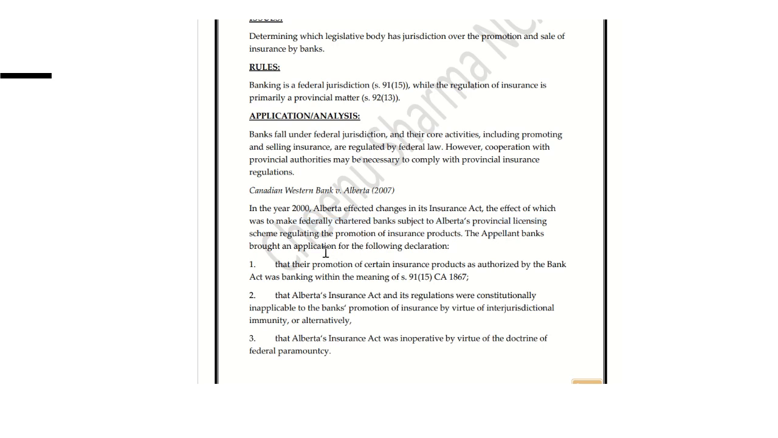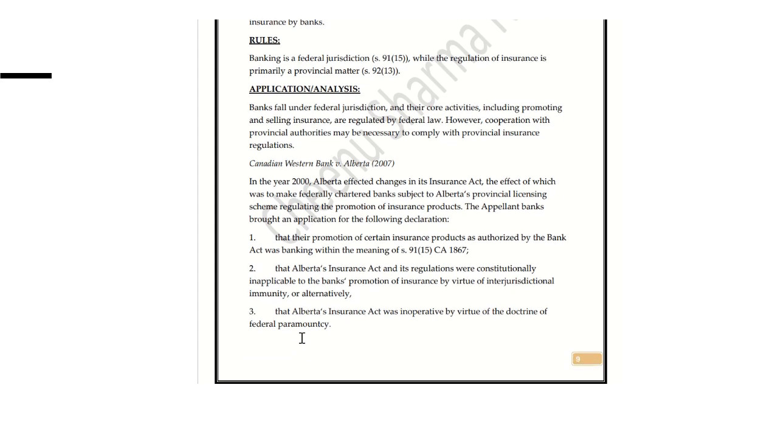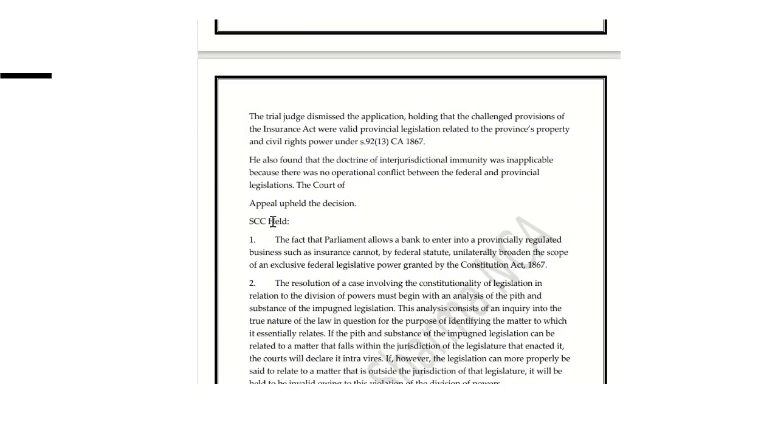The appellant banks brought an application seeking a declaration that their promotion of certain insurance products is authorized by the Bank Act within the meaning of banking under Section 91(15). Alberta Insurance Act regulations were constitutionally inapplicable to the banks' promotion of insurance because of interjurisdictional immunity. Then Alberta's Insurance Act was inoperative by virtue of the doctrine of federal paramountcy.